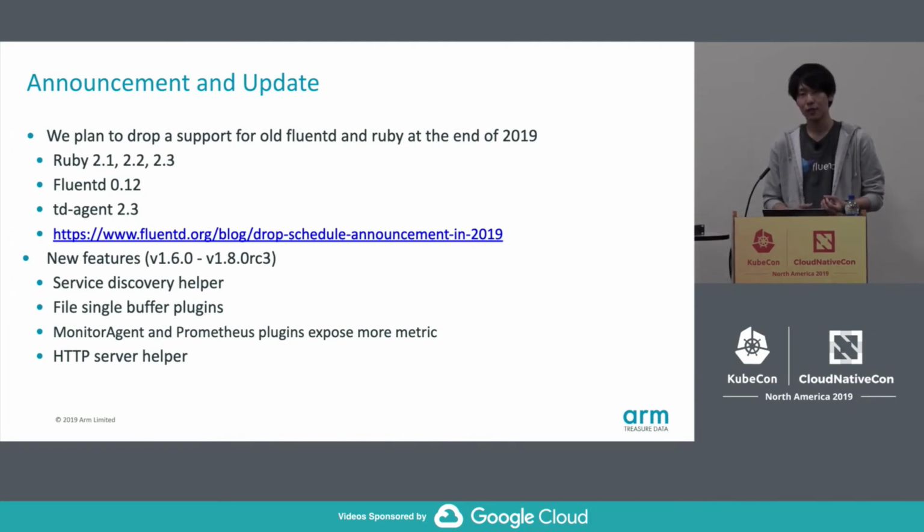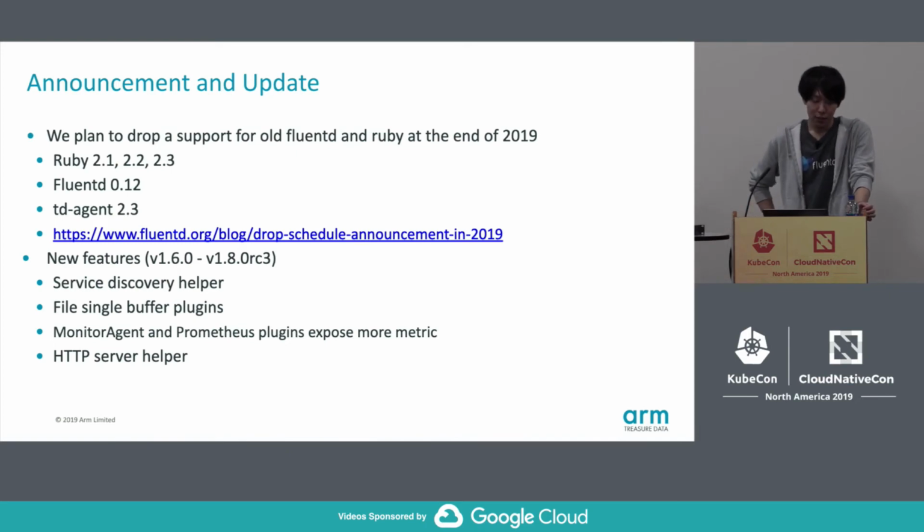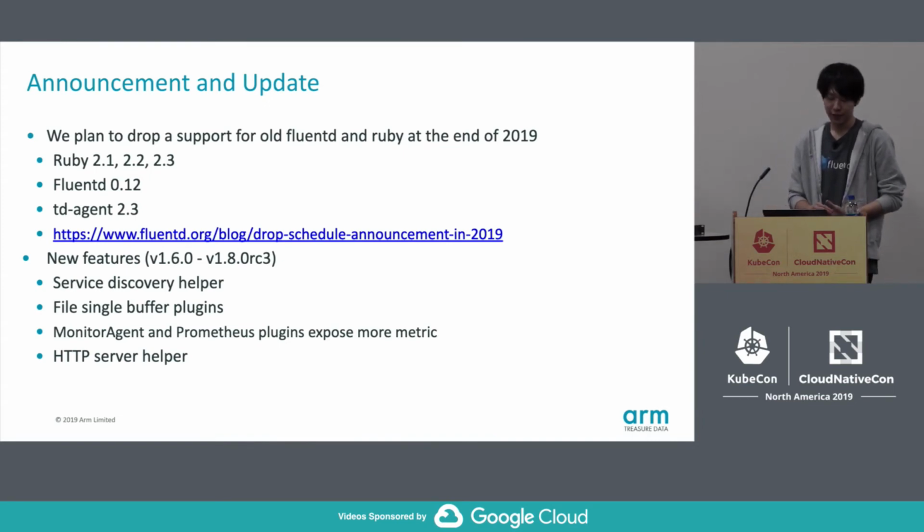The versions to be dropped are Ruby 2.1 to 2.3, Fluentd version 0.12, and td-agent 2.3. These Ruby versions are very old, so the Ruby core team no longer supports them. And Fluentd version 0.12 is already in security maintenance mode, so we already stopped developing new features in this version. So I hope it's not a big impact on users. The reason we do this is that it becomes hard to maintain these versions, and for a better development environment. If old Fluentd is running in your environment, please update it. Thank you for your cooperation in advance.